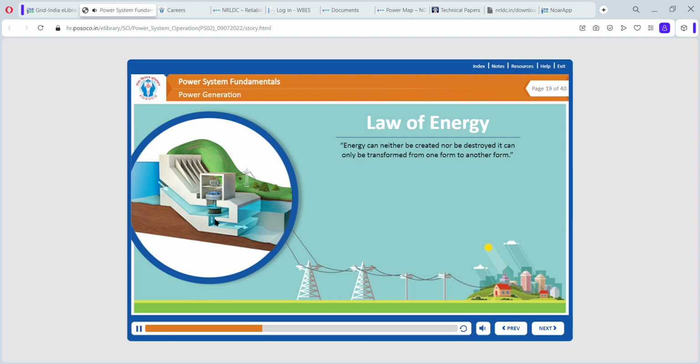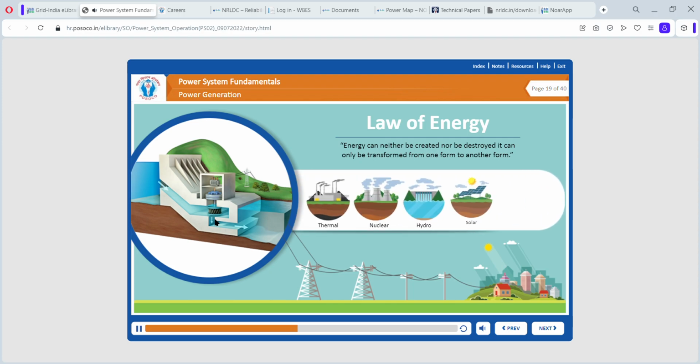Electricity is generated in power plants, which are often located far away from the populated areas. There are various types of power generating stations such as thermal, nuclear, hydro, solar, wind, etc. Electricity is generated in power plants at voltages ranging from 11 kV up to 25 kV. Generation voltage cannot be much higher due to technical limitations.